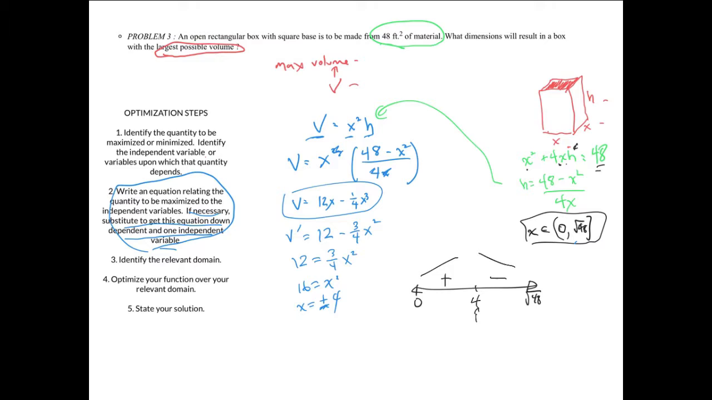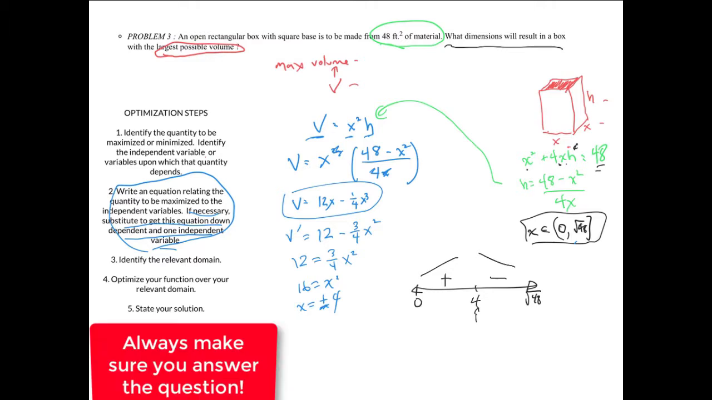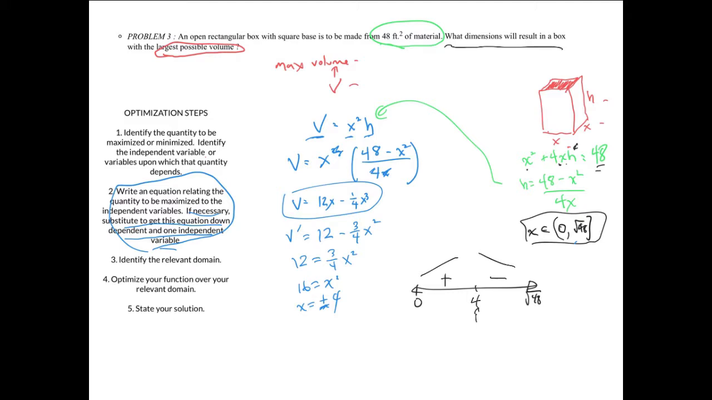Now we need to figure out what our solution was asking. So the question said, what dimensions will result in a box with largest possible volume? So I want the dimensions. The question didn't ask for the volume, it just asked for the dimensions. So when I give my answer, I need to give the dimensions and I need to put proper units on it. So I know my x is 4 and my units would be feet, and that's the dimensions of 2 of those lengths.